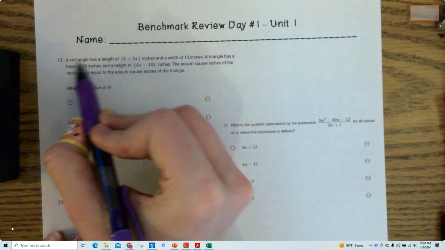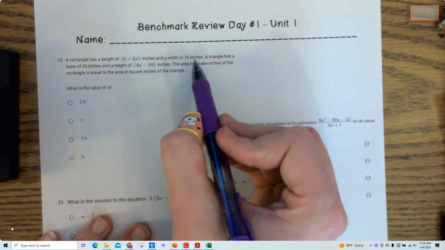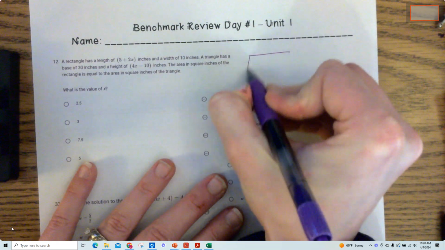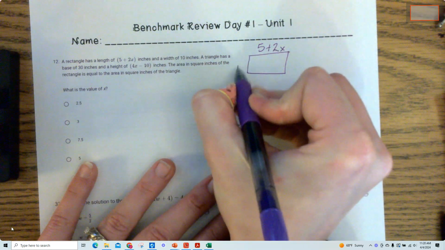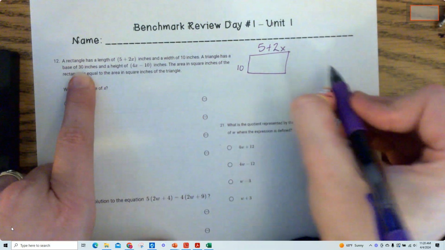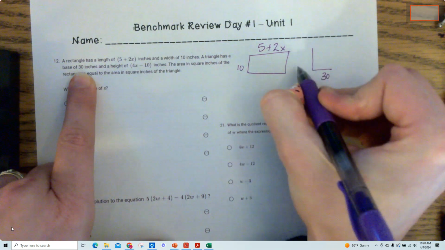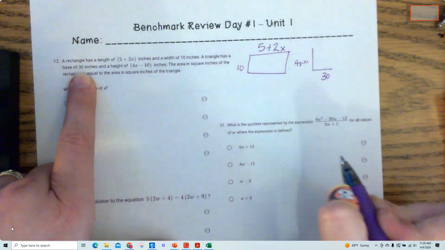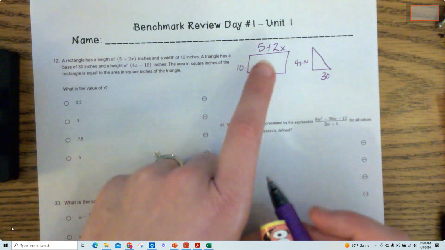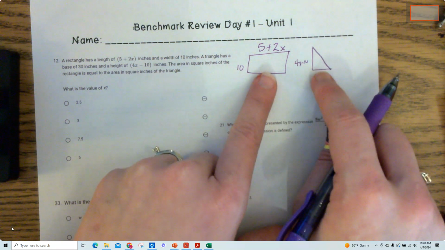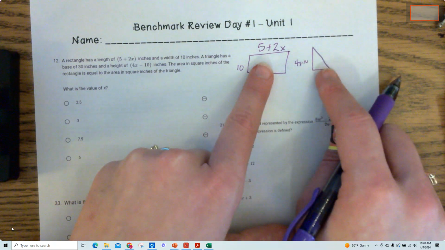Okay, so number 12 says a rectangle has a length of 5 plus 2x inches and a width of 10 inches. Okay, so I've got a rectangle, a length of 5 plus 2x and a width of 10. A triangle has a base of 30, okay, and a height of 4x minus 10. So make my triangle here. And then it says the area in square inches of the rectangle is equal to the area in square inches of the triangle. That means the area of this equals the area of this.